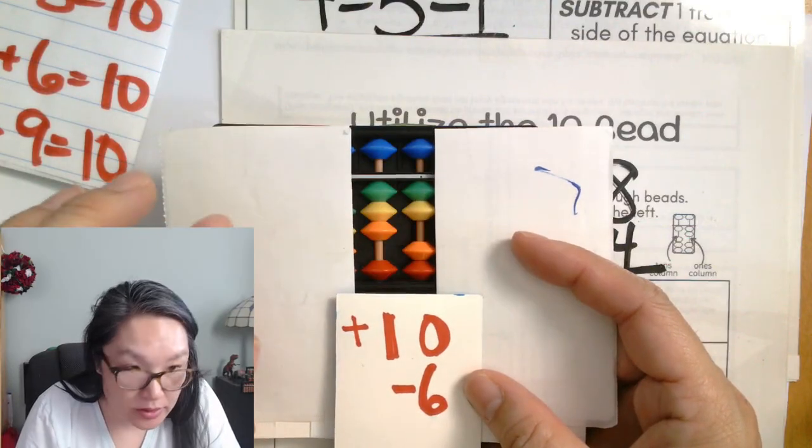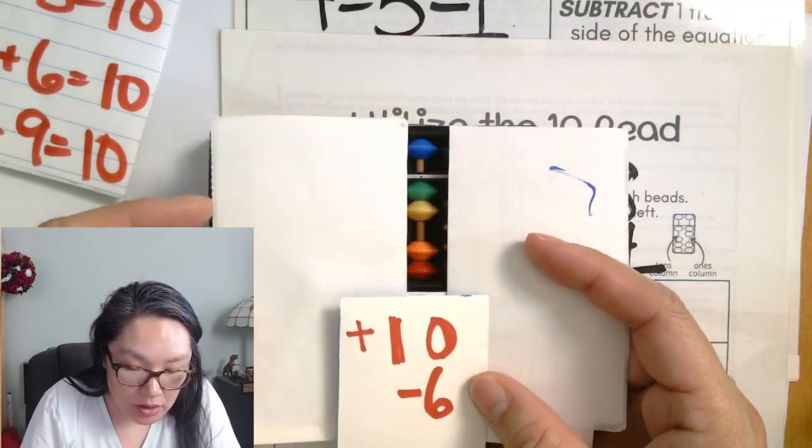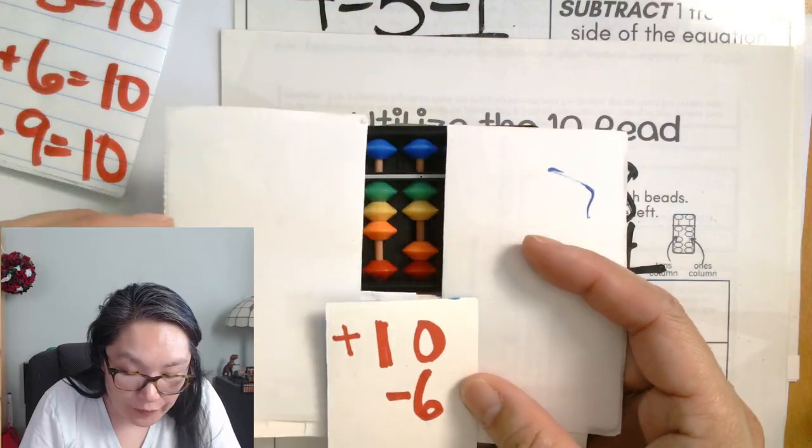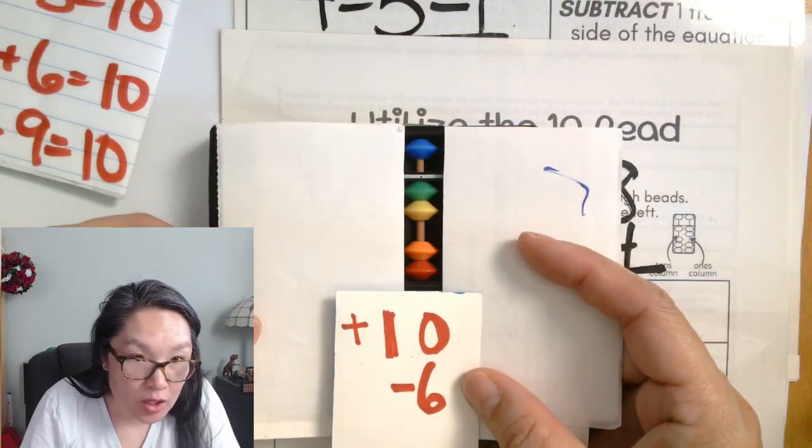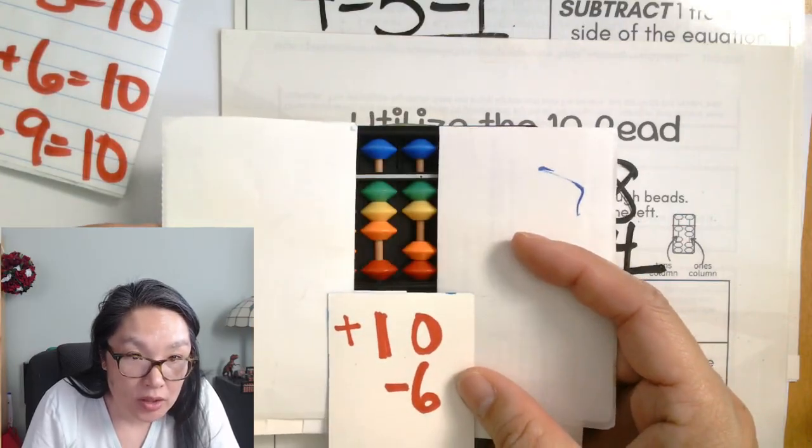32. Yes, 32. But does that make sense? So when we're adding it, we look at the first column. If there's enough, then you do it. If there's not, then you look at the second column.